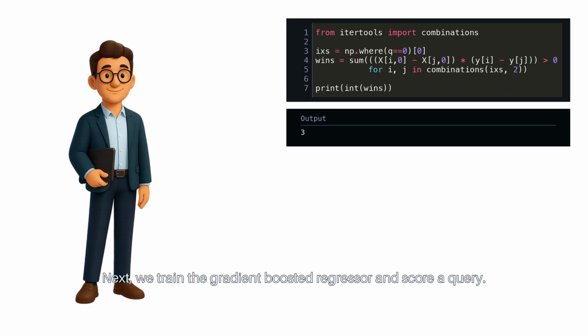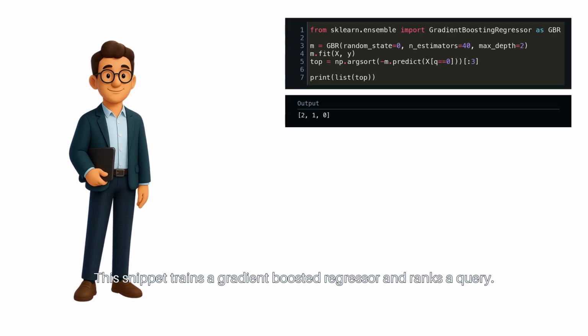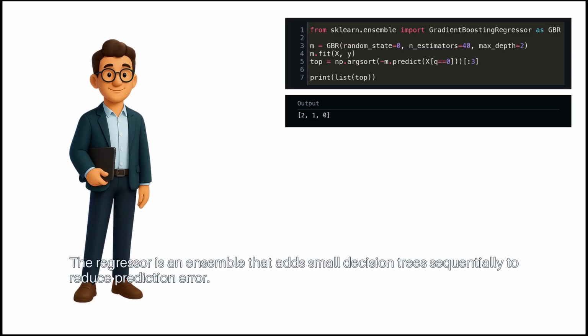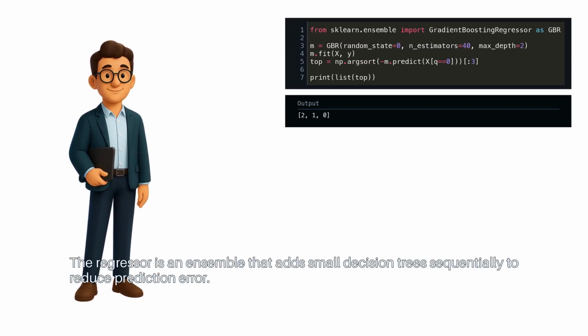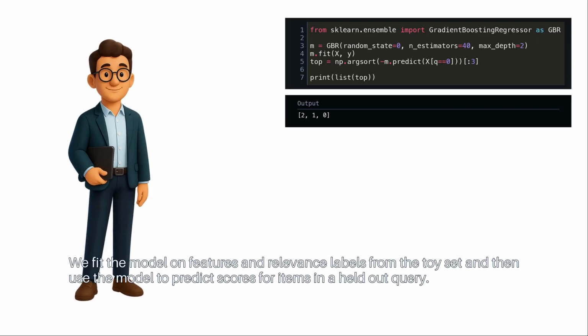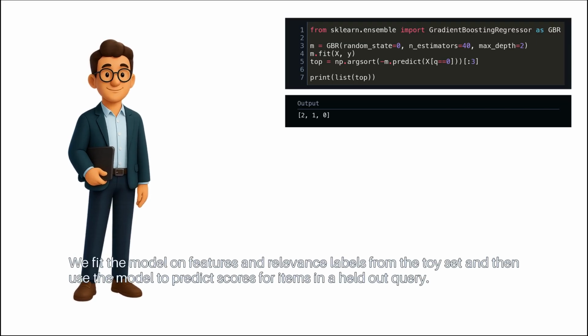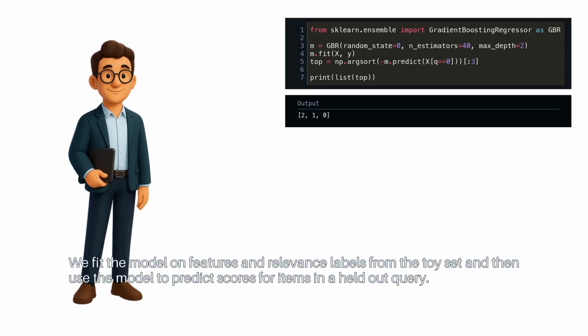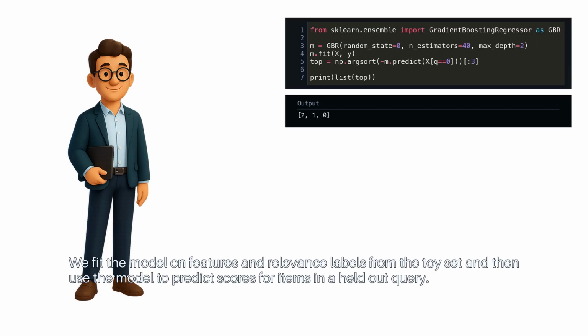Next, we train the gradient-boosted regressor and score a query. This snippet trains a gradient-boosted regressor and ranks a query. The regressor is an ensemble that adds small decision trees sequentially to reduce prediction error. We fit the model on features and relevance labels from the toy set, and then use the model to predict scores for items in a held-out query.